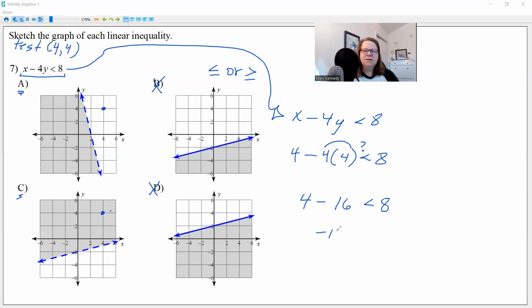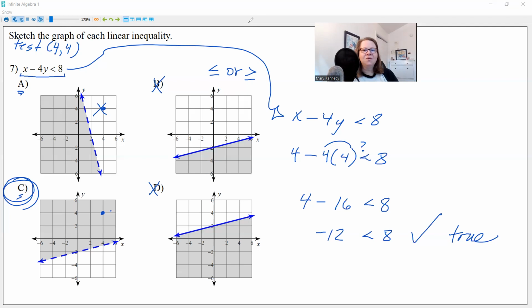4 minus 16 is negative 12. Is negative 12 less than 8? Yes, negative numbers are less than positive numbers. That's true. That means 4, 4 should be shaded because the test point was true, which means C is the right answer. Interesting. A is the wrong answer. It's not shaded, but it should be.